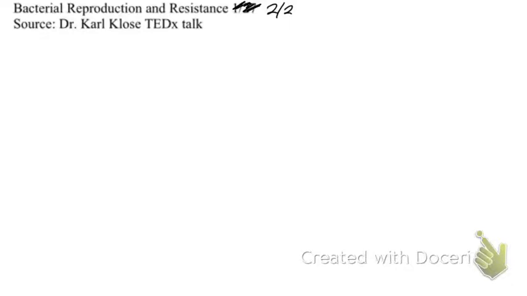Alright, here are notes about bacterial reproduction and resistance. These notes were synthesized from a TED Talk by Dr. Carl Klose. So the first thing we'll talk about is bacteria can grow anywhere.